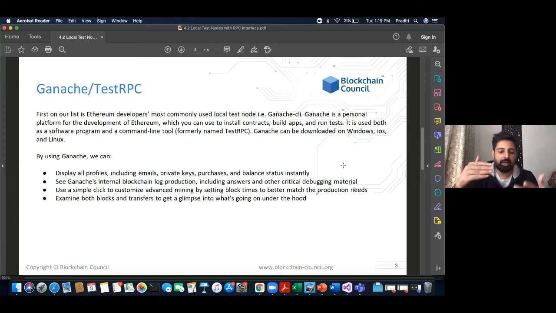By using Ganache, you can have dummy accounts containing ethers. You can have access to their private keys. You can have access to the balances being updated instantly. You see Ganache's internal blockchain log production, including answers and other debugging material. It provides you a blockchain explorer where you can actually see blocks getting mined. You use a simple click to customize advanced mining by setting block times to match the production needs. You can optimize your blockchain the way you are actually planning to implement or push it to the Ethereum mainnet. Examine both blocks and transfers to get a glimpse into what's going on under the hood.